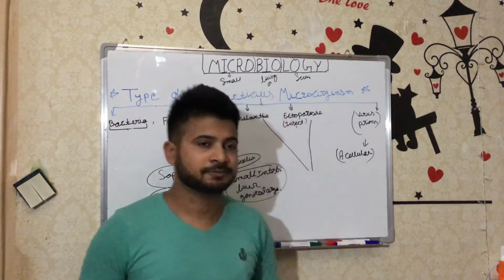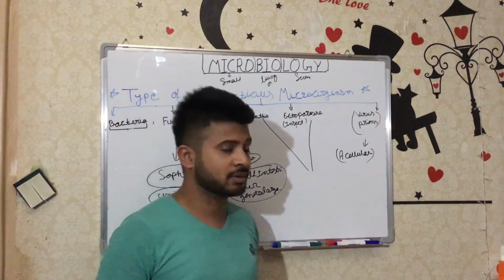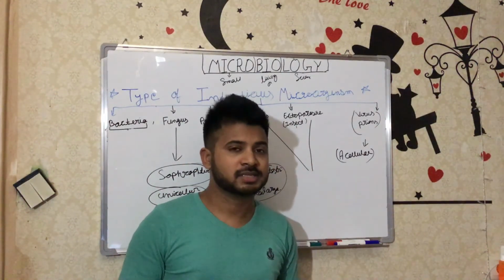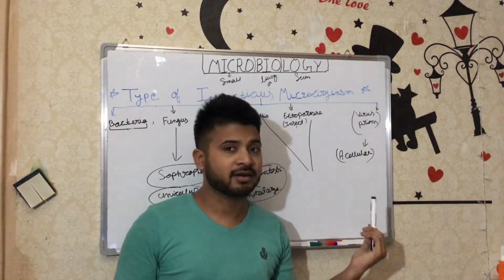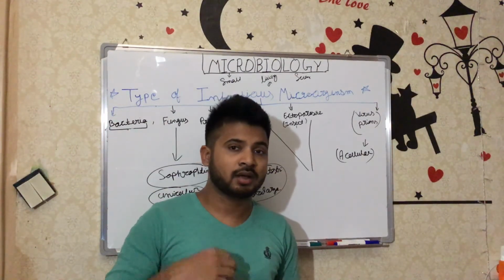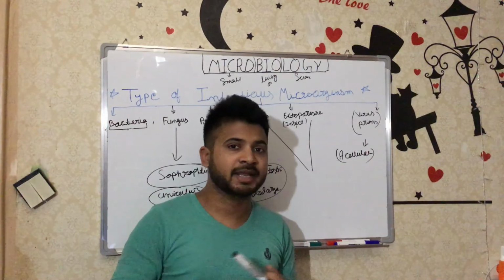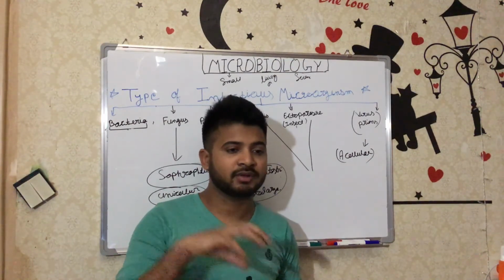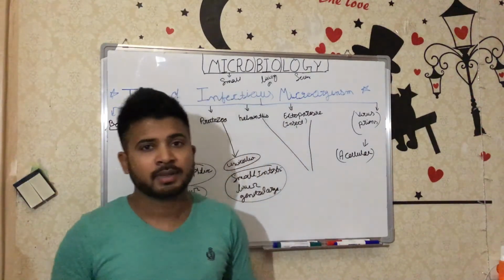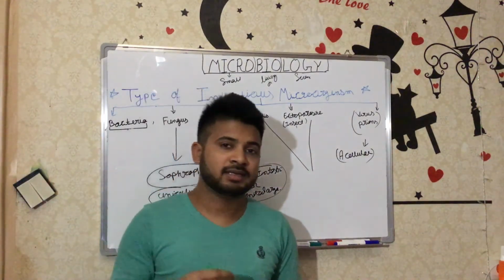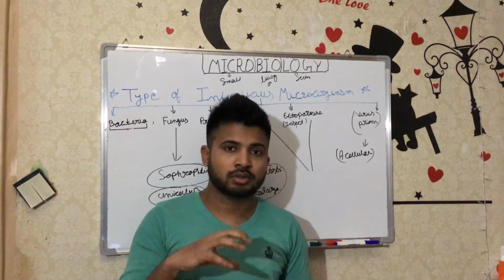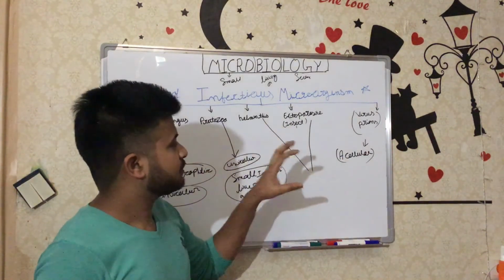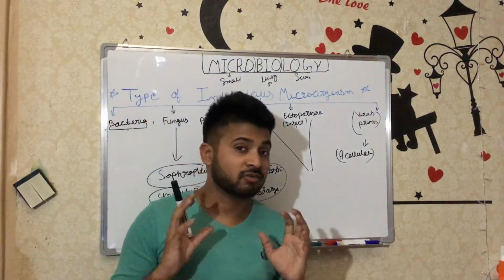Actually, the virus and prions live only in a living organism. If the organism dies, they can't live. They live inside the living organism, which acts as a host, and replicate there, taking nutrients from that body. About the virus and prions, we will discuss them separately when we discuss virology.